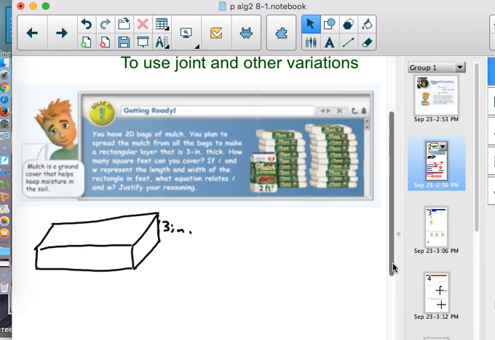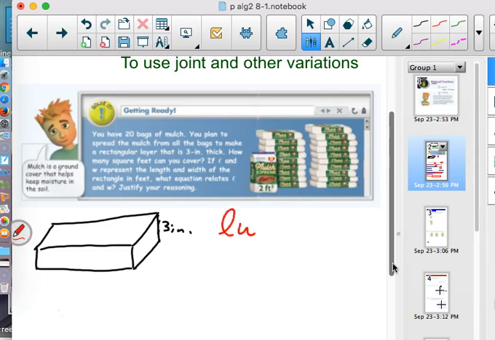So you've got your plastic down. You want to pile mulch on it, 3 inches thick. It says how many square feet could you cover? If L and W represent the length and width of the rectangle in feet, what equation could we use for this? Well, this is three-dimensional. This is volume. So we would need length times width times H for height, but really it's going to be depth in this problem, is the volume.